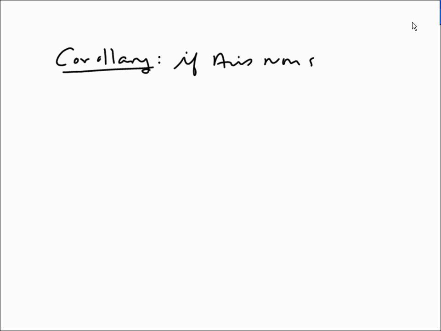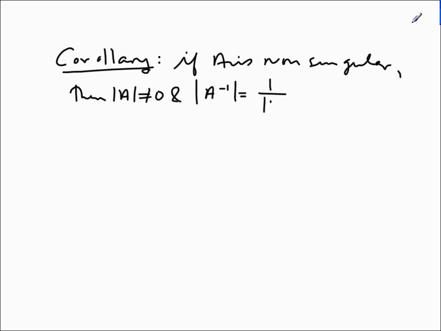Okay, now here's a corollary to our last theorem. If A is non-singular, that is, it has an inverse, two things we can say. Then the determinant of A is not 0, and the determinant of A inverse is 1 over the determinant of A.